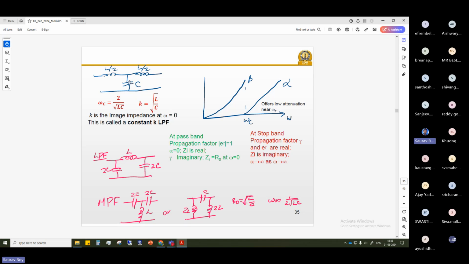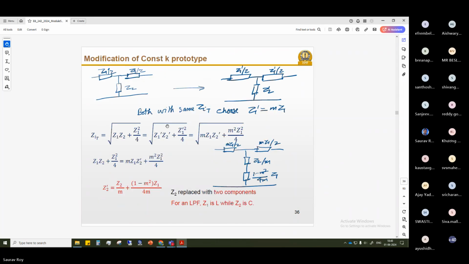This particular prototype is called the constant K low pass filter. The next one we are going to look at is called the M derived low pass filter. It's called M derived because there will be another circuit component here. You see here the circuit schematic, the bottom one. There we have another component called M coming in. We are defining the circuit in terms of M. This is called a modification to constant K, the M derived filter section.